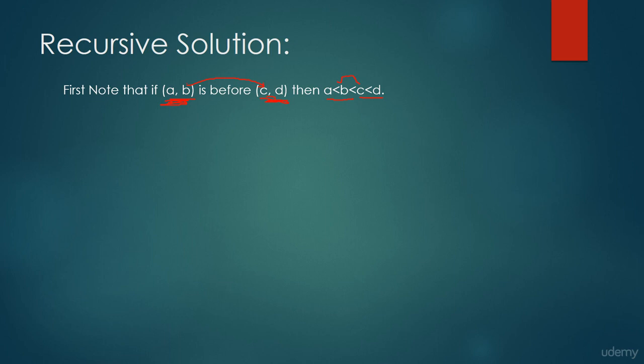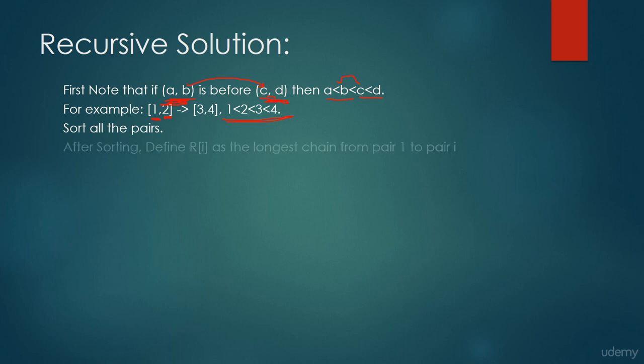So that's the first thing that we notice. For example here, 1, 2, 3, 4, we have 1 is less than 2 is less than 3 is less than 4. So an idea that we should get is to sort all the pairs based on the X point and then on the Y point, so that we have them ordered in a way that they can form chains. Then after we sort all the pairs, we define Ri as the longest chain from pair 1 to pair i in the ordered way. So there's two cases here.